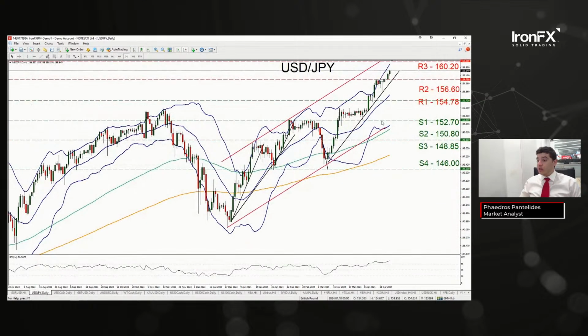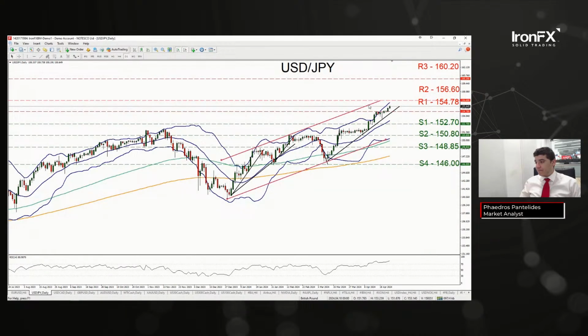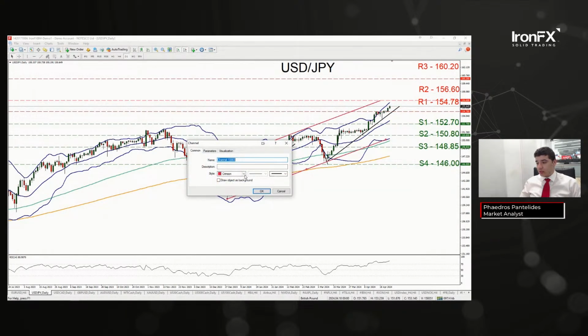So moving on to the USD against the JPY. Let's switch this channel's color as well.